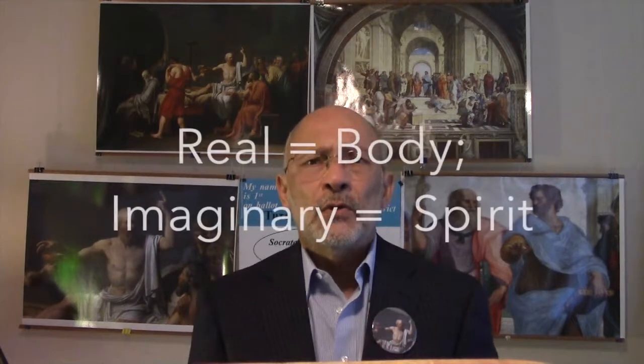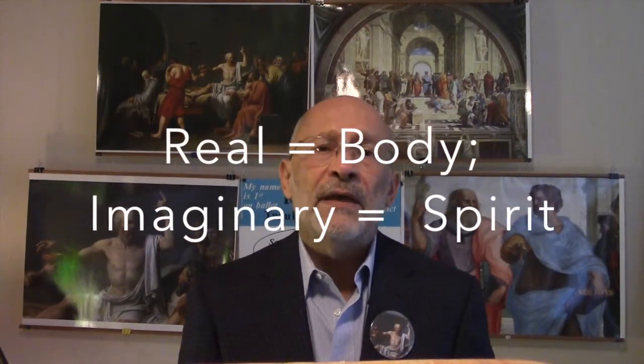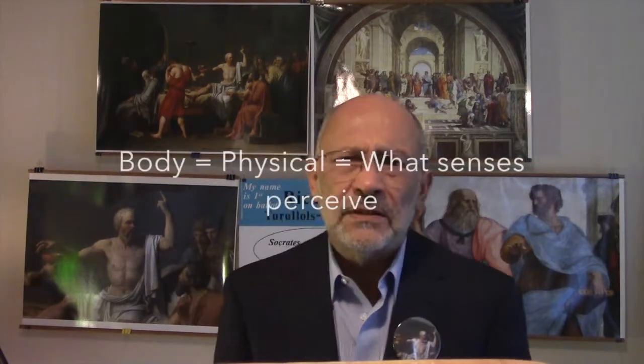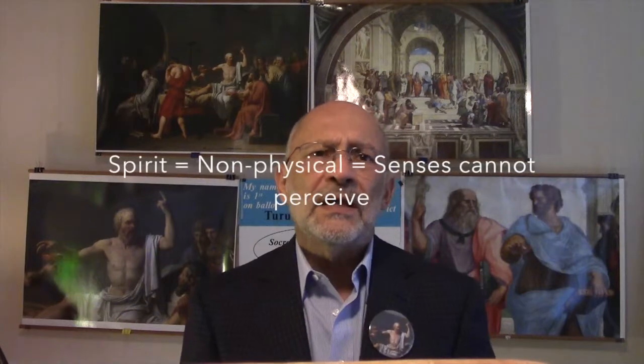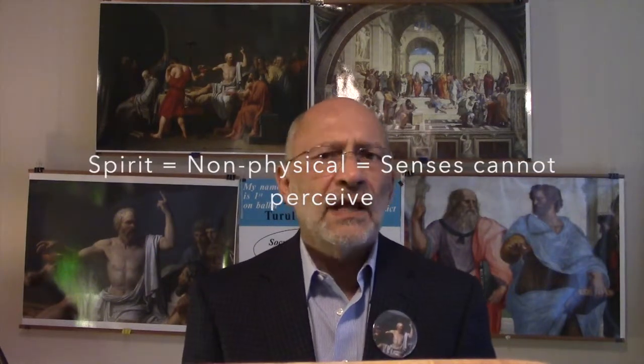The interpretation of the complex plane within the triad paradigm is that we take the real to correspond to the body, all the while the imaginary to correspond to the spirit. By body, we understand the physical, what the senses can perceive, and by spirit, we understand the non-physical, what the senses cannot perceive. Pretty straightforward, I would say.